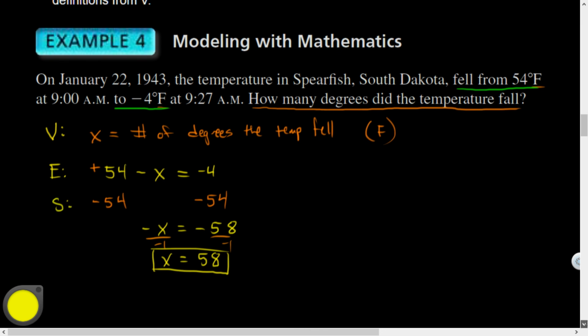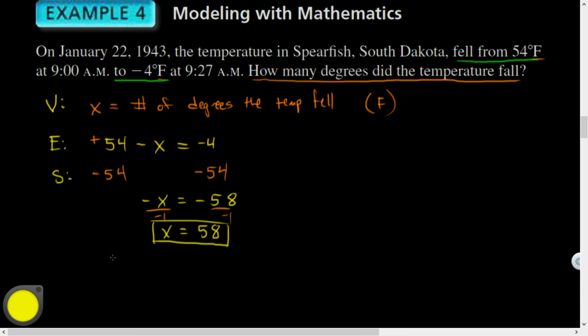And now the last thing I need to do is answer the question. They said, how many degrees did the temperature fall? And I can combine 58 with this. The temperature fell 58 degrees Fahrenheit. Bam, sentence, done.